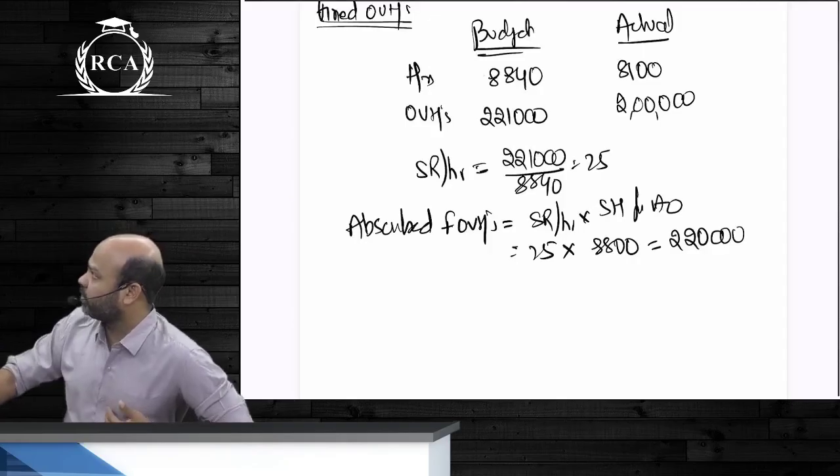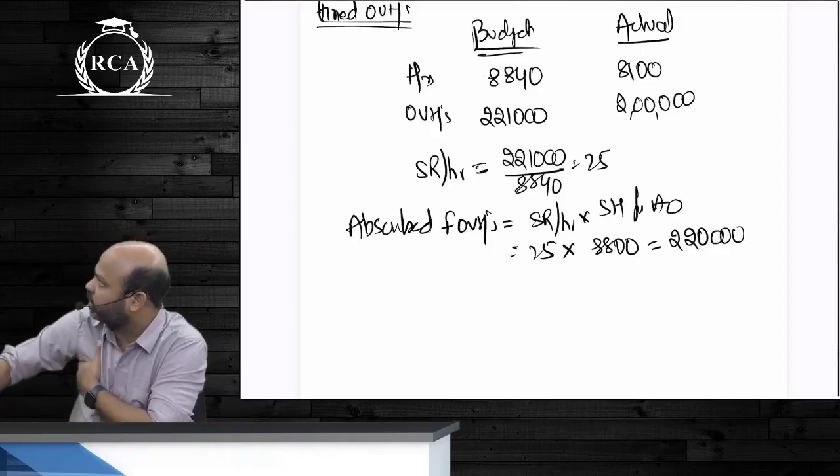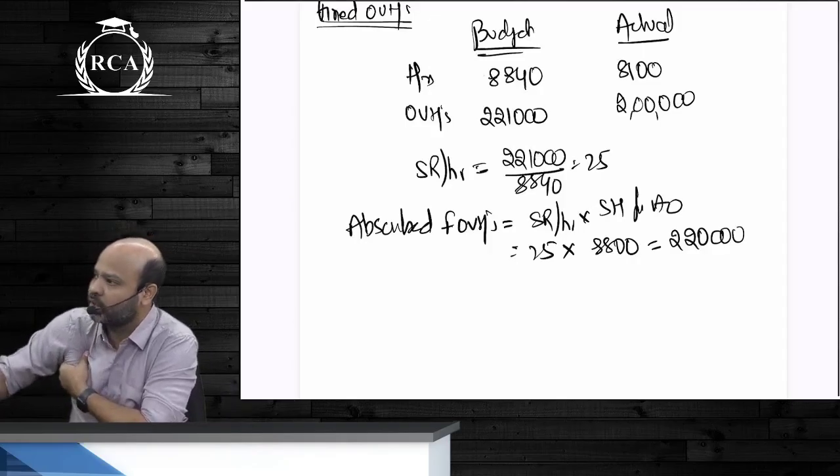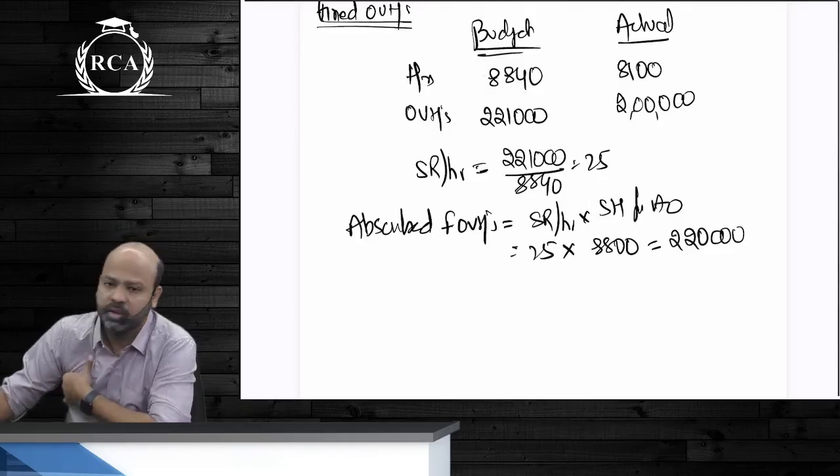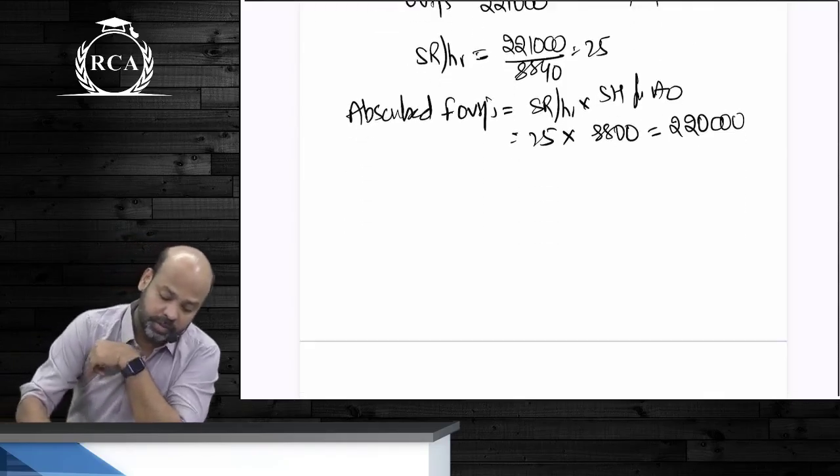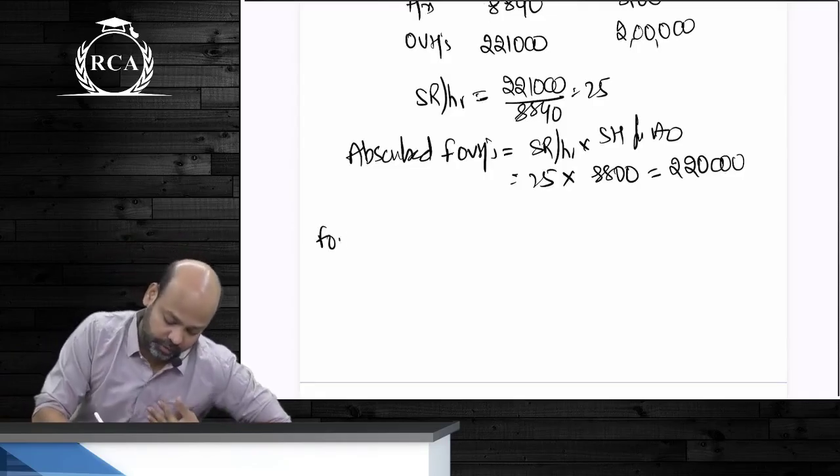Budget, guys, 8,840 and overheads are 2,21,000. Actual 8,100 and 2 lakhs. Are you all checking this? First bit, guys, you have to compute fixed overhead. What?